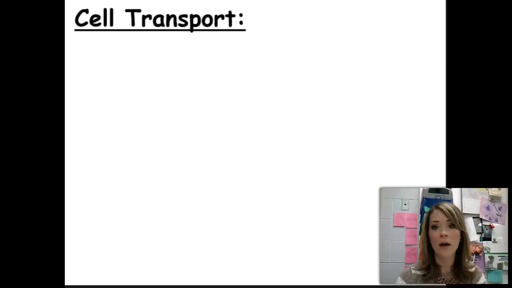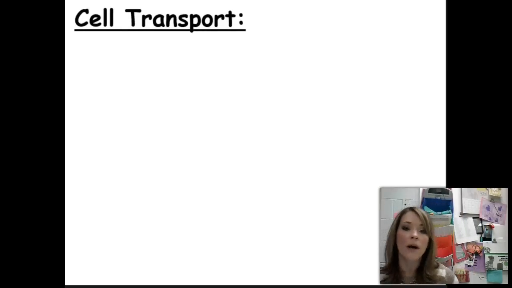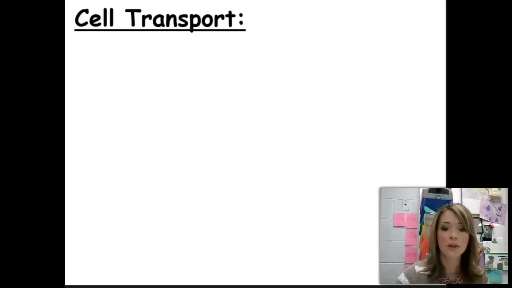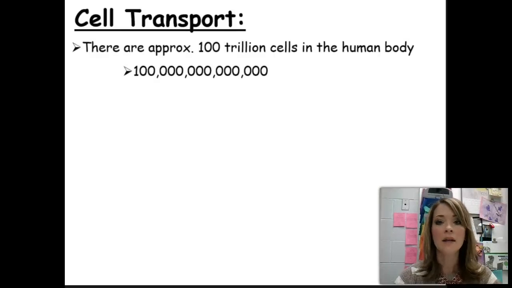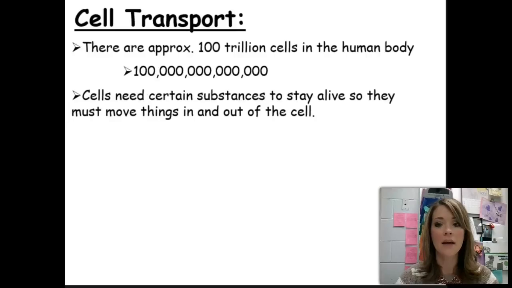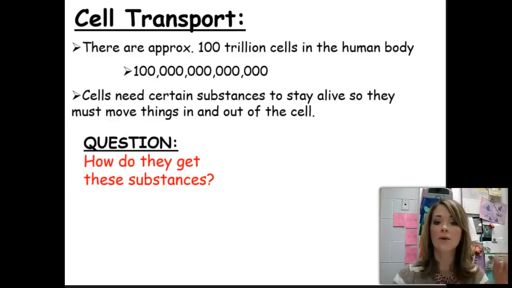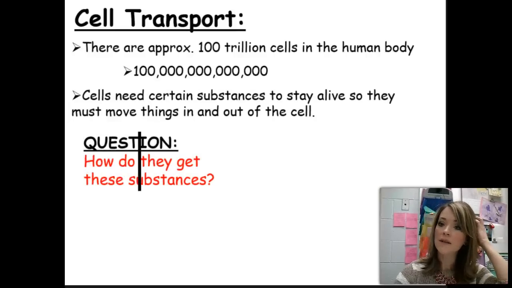All right, the first thing is talking about cell transport. Why are we concerned about cell transport? Well, there are about 100 trillion cells in your body, and those cells all have to move things in and out of the cell to stay alive. So our question is, how do they get these substances in and out of the cell?